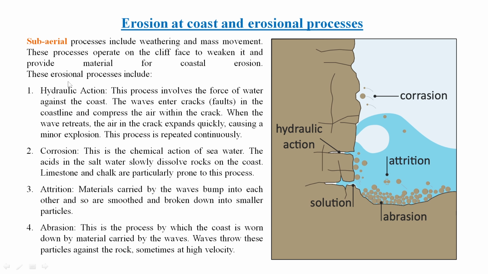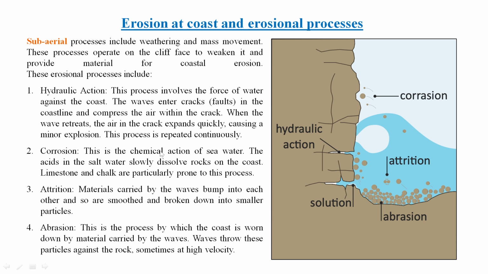So there are various ways of this coastal erosion. The first one is obviously the hydraulic action. This process involves the force of water against the coast. So this is the kind of hydraulic action you can look at in this diagram. The waves enter cracks or joints or sometimes faults in the coastline and compress the air within the crack. When the wave retreats, the air in the crack expands quickly, causing minor expansion or an explosion kind of thing. This process is repeated continuously, leading to, you can say, the scouring of material from the cliff.